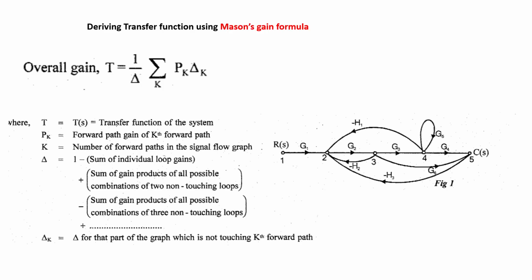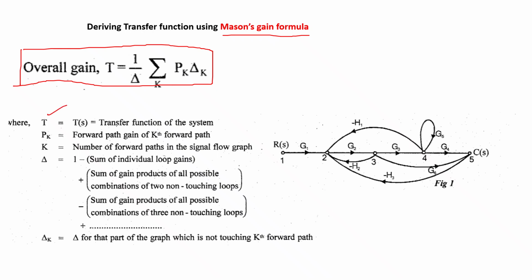This signal flow graph, as rightly mentioned in the previous lectures, will have a formula. We call that Mason's gain formula, which looks like this. The given transfer function is represented as 1 by delta summation k Pk delta k, where T represents the transfer function of the system and P suffix k represents the forward path gain of the kth forward path. K represents the number of forward path gains in the signal flow graph, and delta provides you a brief idea about the actual system.